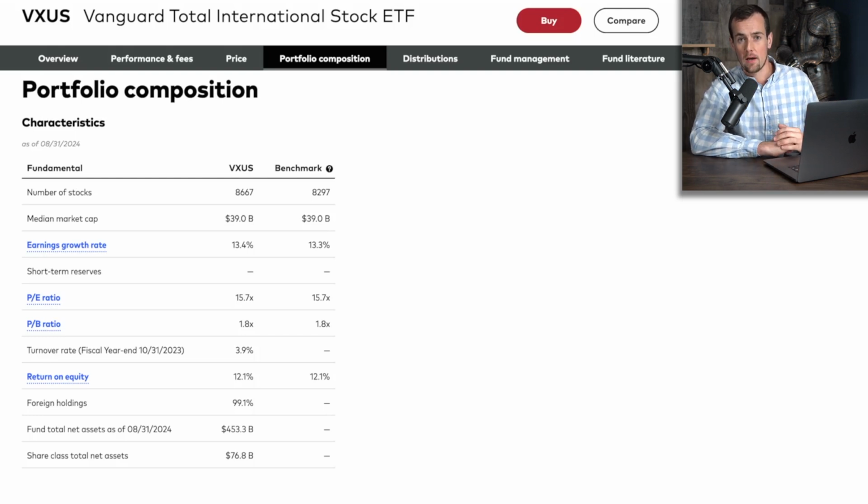That's one of the reasons why a lot of people like to diversify into international markets, because you don't often see the same valuation as you do in the US equities market. The PE ratio is at 15.7 on average, and the price to book ratio is 1.8x. In terms of the total invested here, the net assets for this fund at the end of August was $453.3 billion. So this is a very popular fund investment offered by Vanguard.